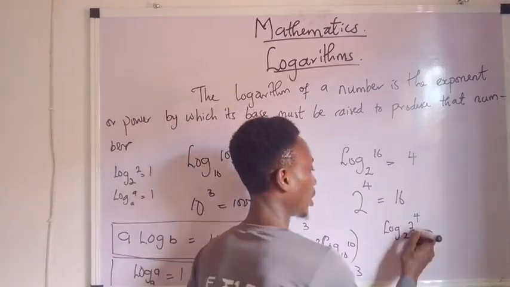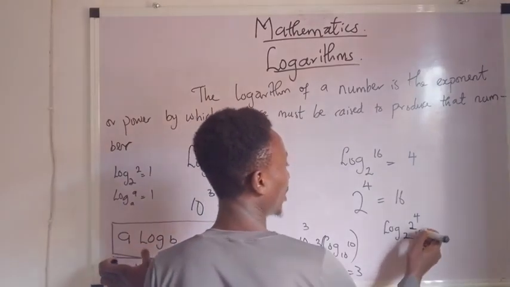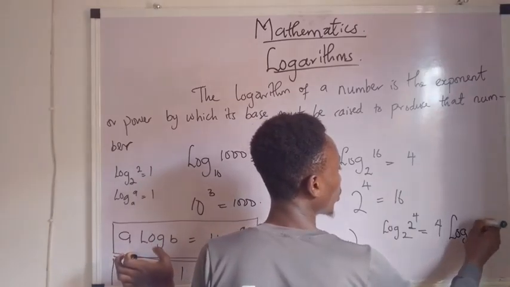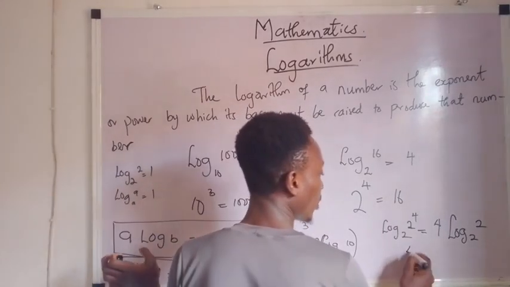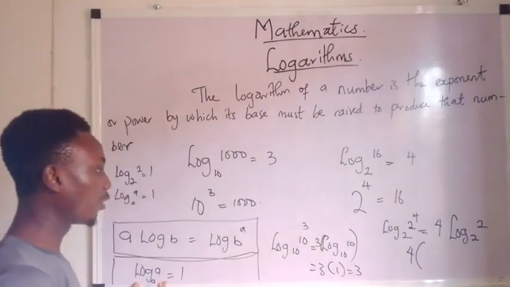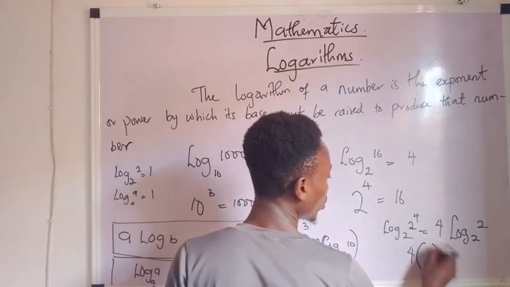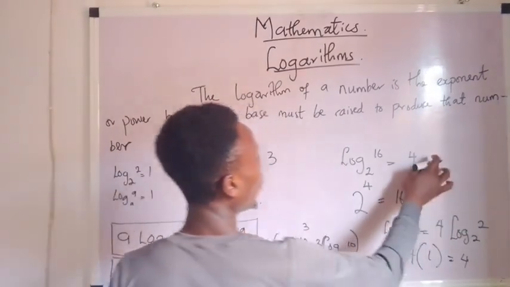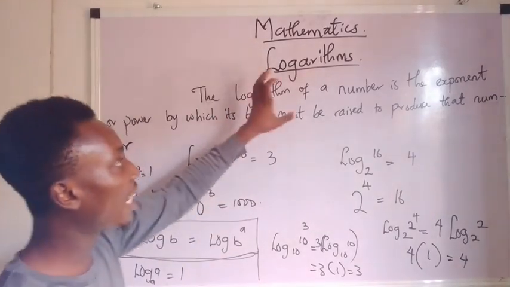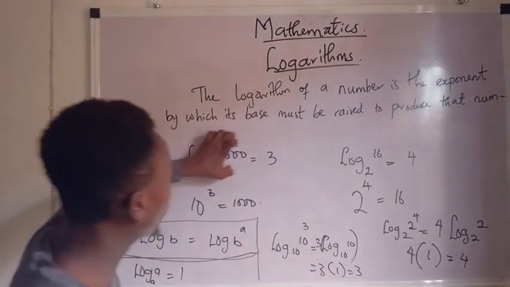Okay, very quickly. Now, applying this second law here, we can take it further and say that this becomes 4 times log base 2 with a power of 2. Now, applying this second law I just gave, you would have 2 to the power of 2, which is 1. So 4 times 1 will give us 4. Proving that this is also right. So the logarithm of a number is that power that you will raise that base to be able to meet up with this number.